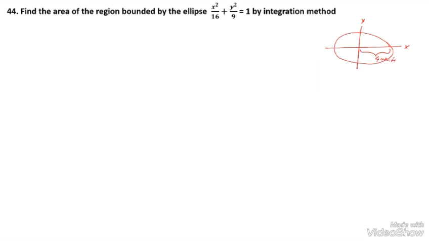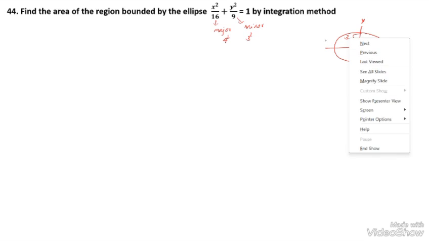Why am I taking 4 units? Here, x represents the major axis and the y-axis represents the minor axis. So 16 can be written as 4 squared and 9 can be written as 3 squared. By this, I can directly take the origin. Origin to the x-axis will be 4 units. Here these are the units.